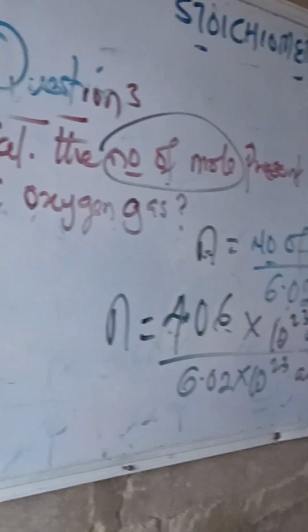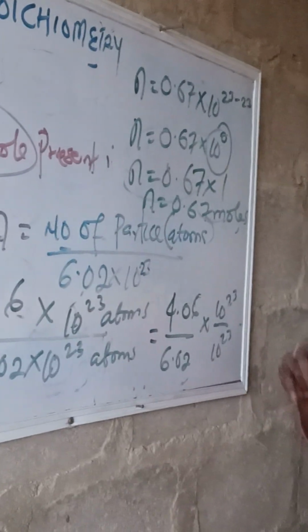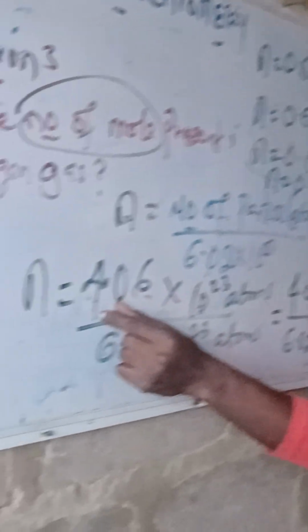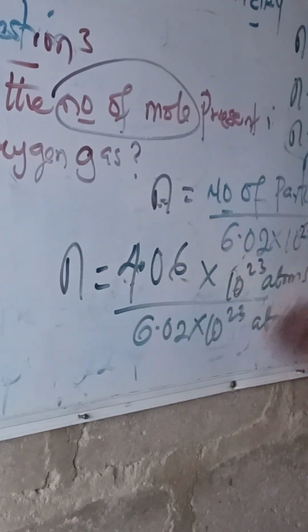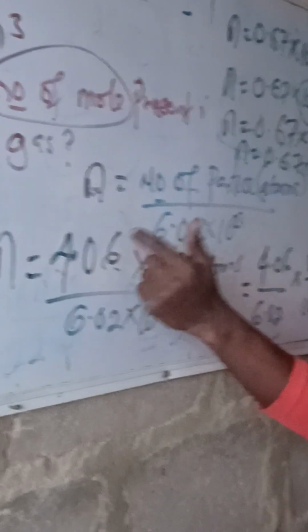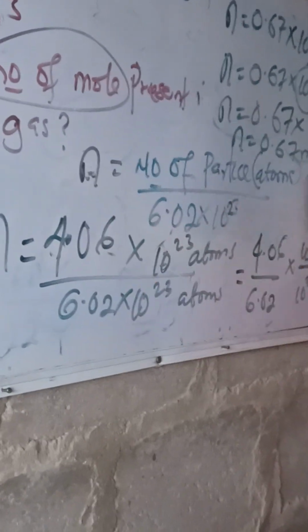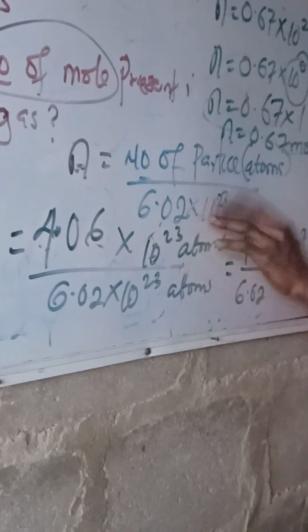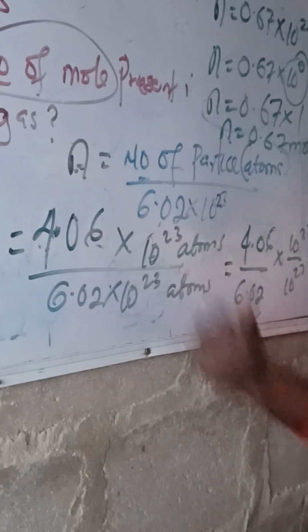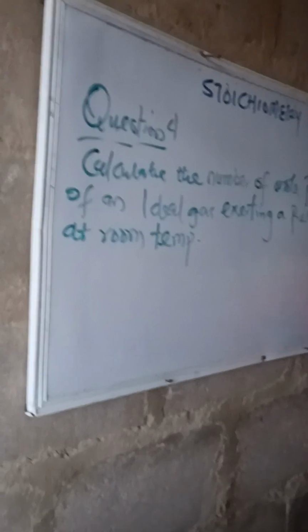Are we together? Now the assignment on that is that you change this. You can make this 5, then do 5 times 5.07 something times 10 raised to about 21 or 22. Then do it and you get your numbers of mole.